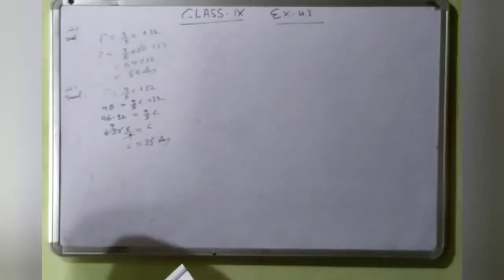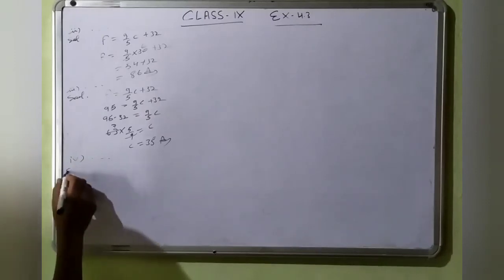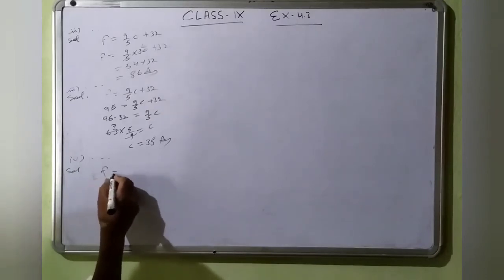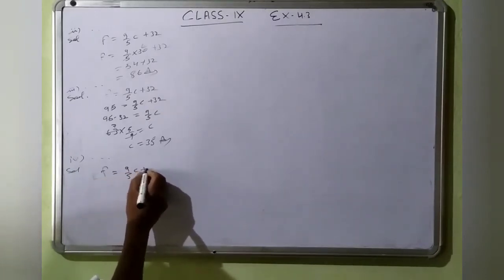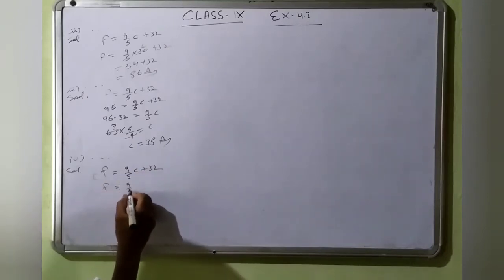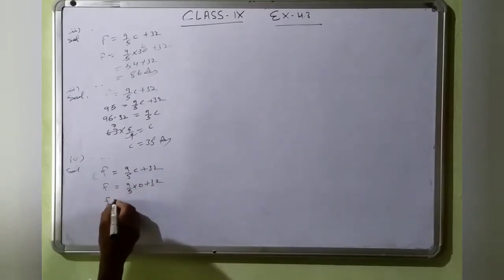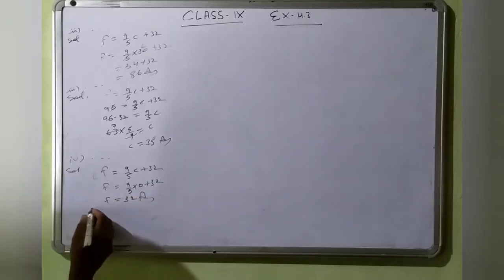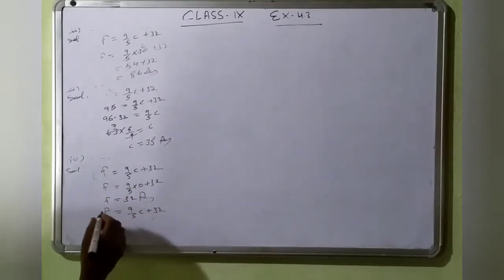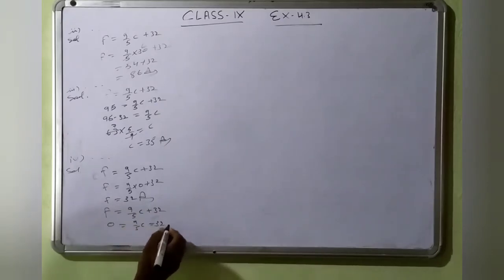And then the fourth part: if the temperature is 0 degrees Celsius. First of all write the equation 9 upon 5 C plus 32. So F is equal to 9 upon 5 into 0 plus 32. So 9 upon 5 times 0 is 0, so F is equal to 32. Answer. And then again write the equation. It means now F is given as 0. So 9 upon 5 C plus 32 is equal to 0.